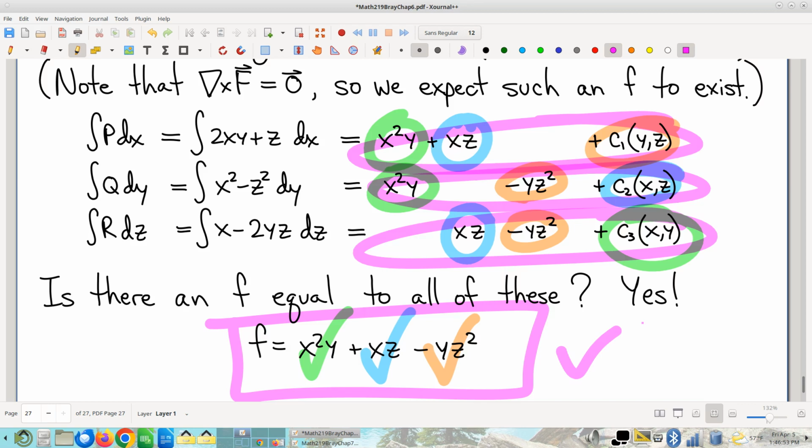Typically when we notice, I say an f, right? So my goal here is not to find the general antigradient. I'm just trying to find an antigradient. So when you're only asked to find one, this is sufficient. Good. Okay.